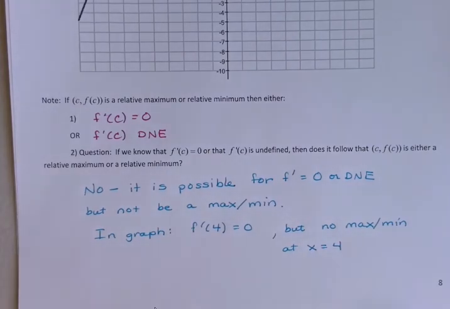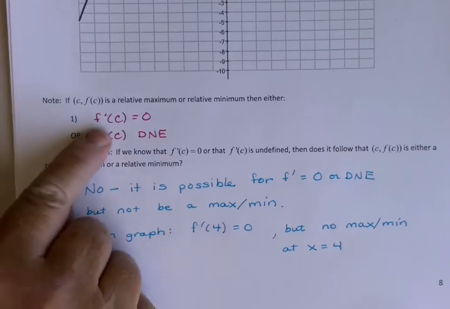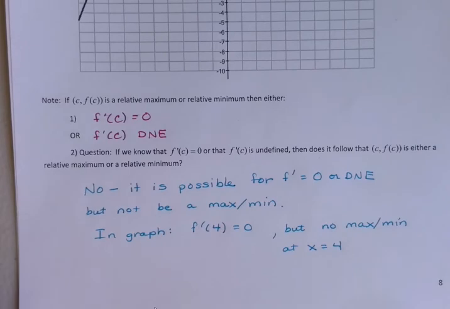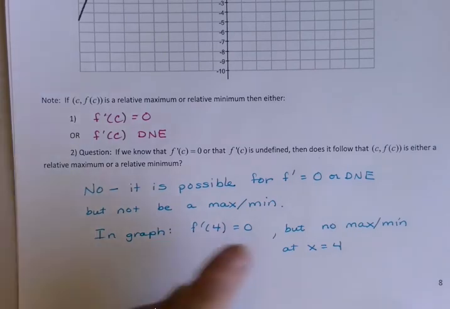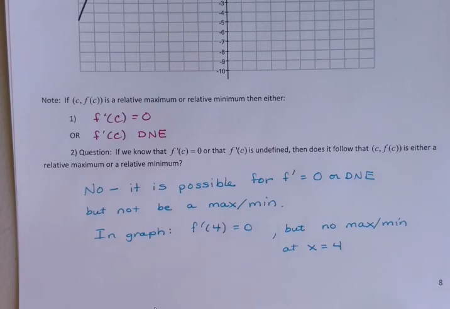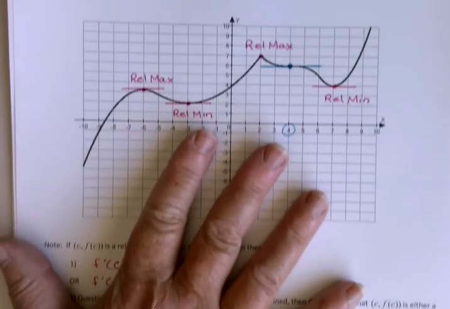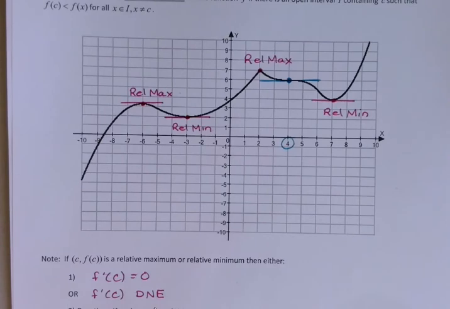So, how are we going to deal with this? We know that if the derivative is 0 or undefined, we have sort of like a candidate. It's a potential max or min, but it's possible that it won't turn out to be one. Here's what we're going to need to look at. We're going to need to look at the behavior on each side of our potential maximum or minimum.